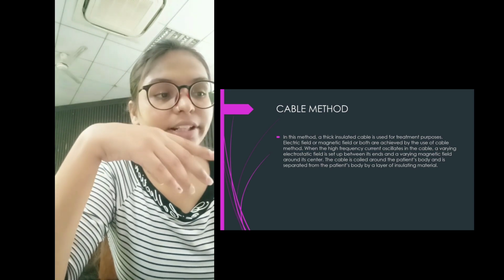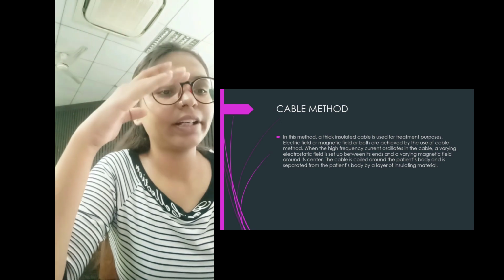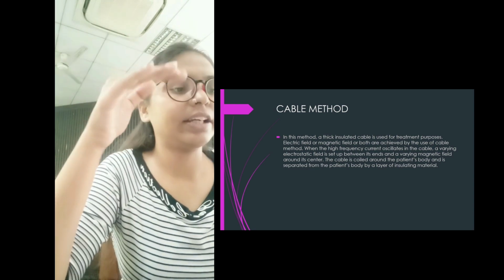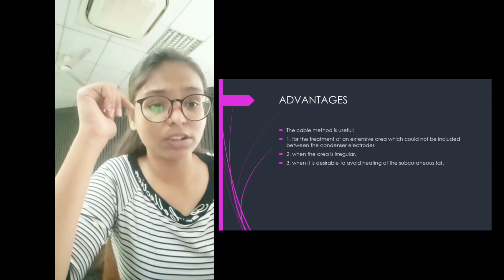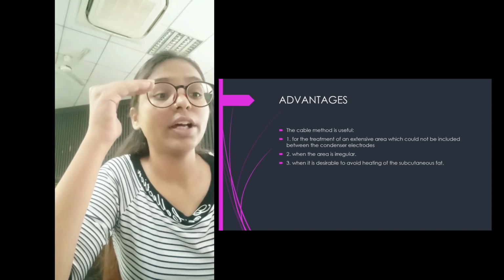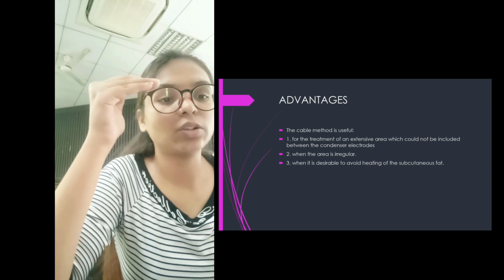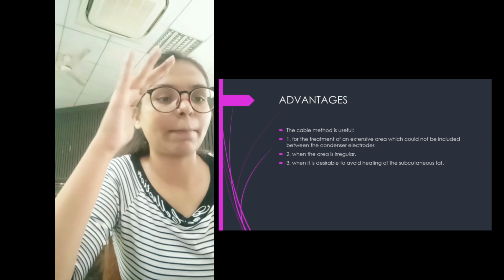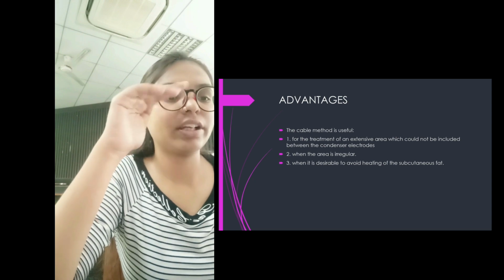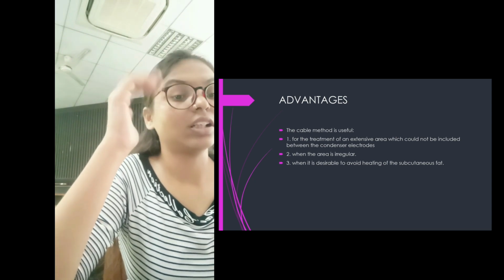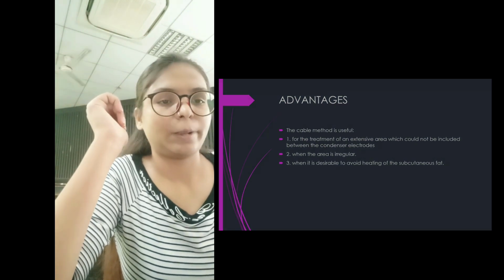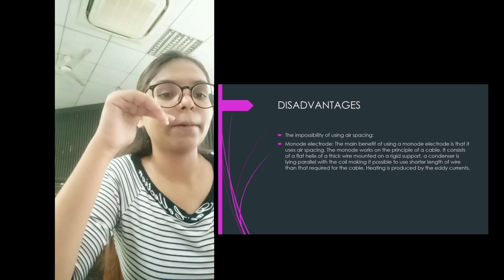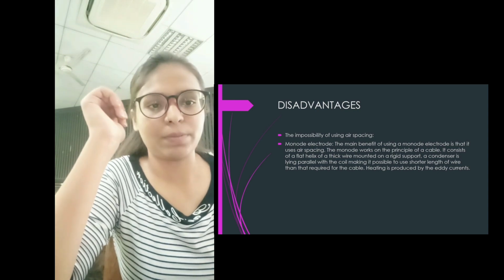The cable is coiled around the patient's body and is separated from the patient's body by a layer of insulating material. Advantages of the cable method: the cable method is useful, first, for treatment of an extensive area which could not be included between the condenser or capacitor method electrodes; second, when the area is irregular; and third, when it is desirable to avoid heating of subcutaneous fat. Disadvantage is the impossibility of using air spacing.